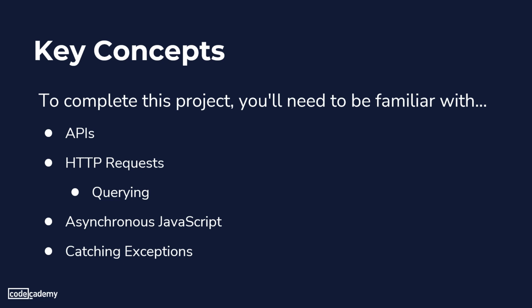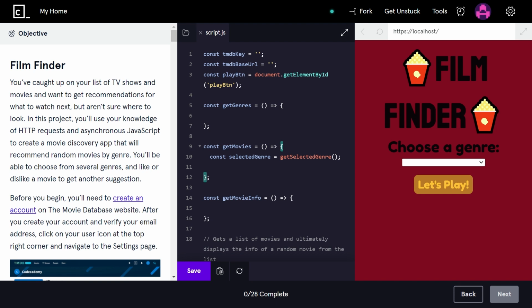Let's get started. In this project, we're going to be using an external API to send some data to our Film Finder web application. So the purpose of our Film Finder web app is to allow us to select a genre, and then it's going to use data from the movie database and randomly select a movie from that genre for us to watch. And it's going to display some information about it.